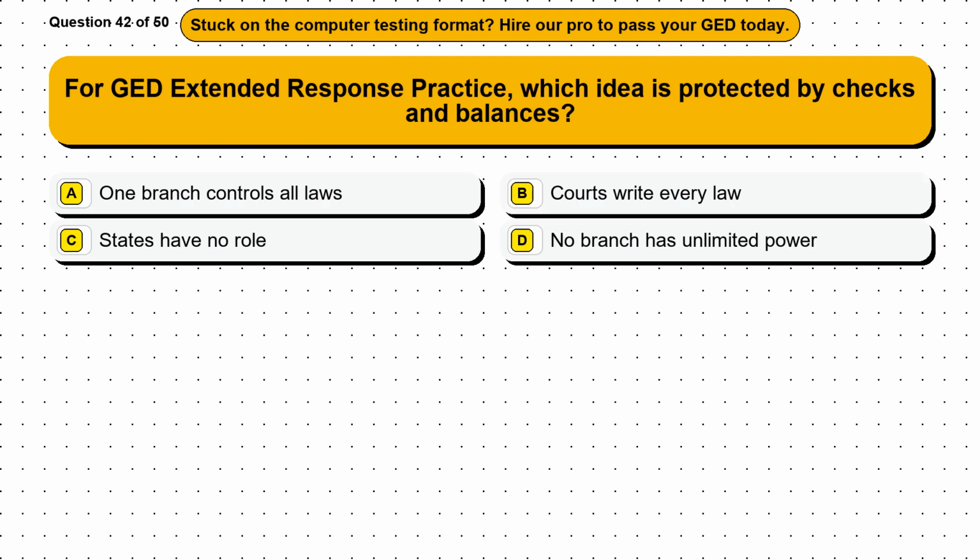Question 42. For GED Extended Response Practice, which idea is protected by checks and balances? Option A. One branch controls all laws. Option B. Courts write every law. Option C. States have no role. Option D. No branch has unlimited power.